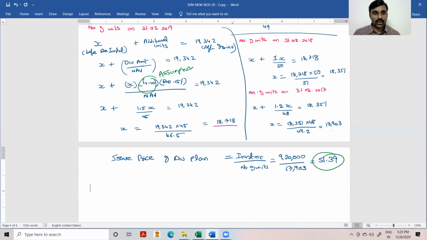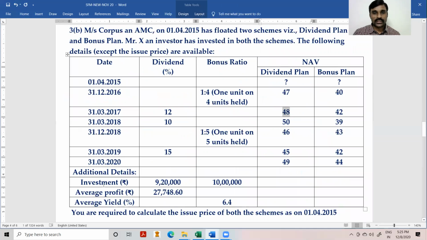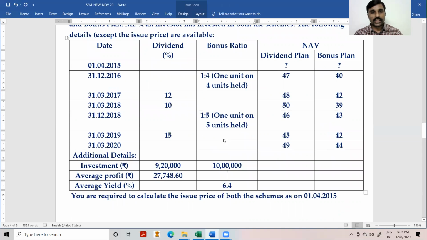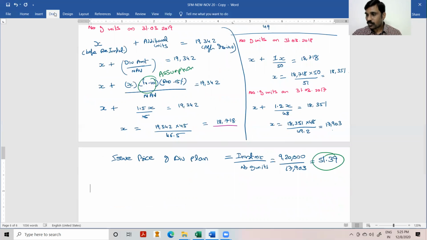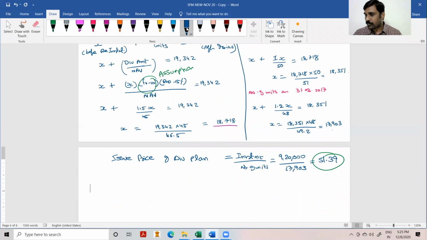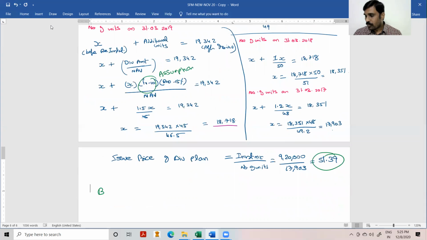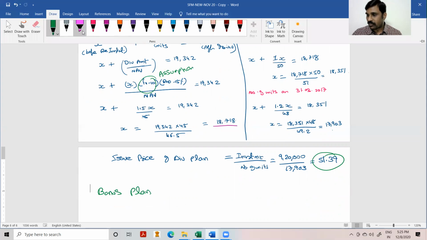For the bonus plan, they have given only two dates. Look at the bonus dates: only 31st March 2016 and 31st March 2018. Now, what is the closing value of the bonus plan? We'll write the bonus plan. What is the investment for the bonus plan?